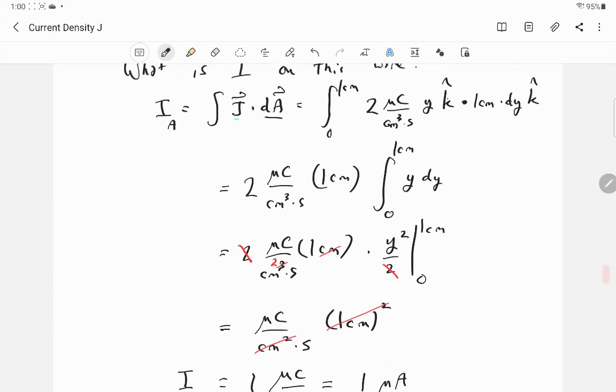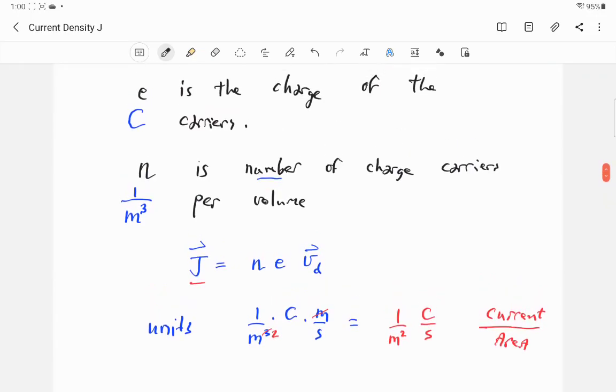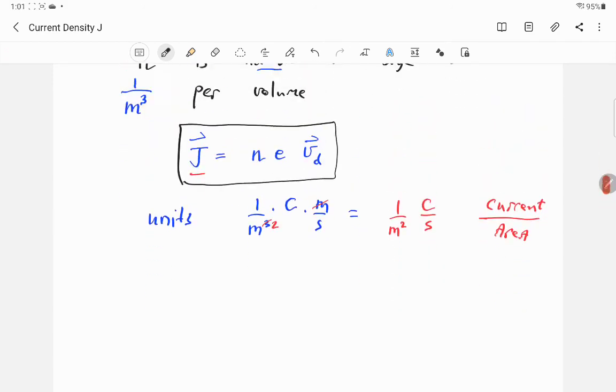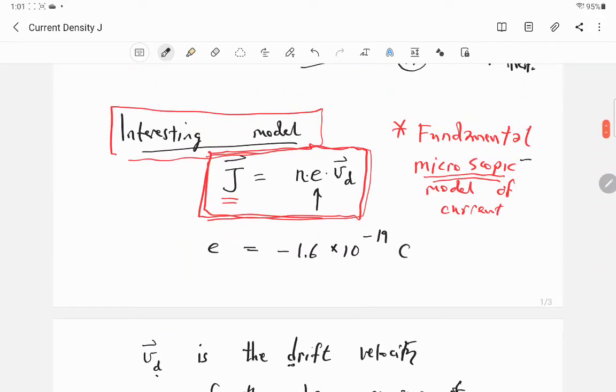Okay, so this is the idea of the current density, which gives us a microscopic model of current. And that's the point.